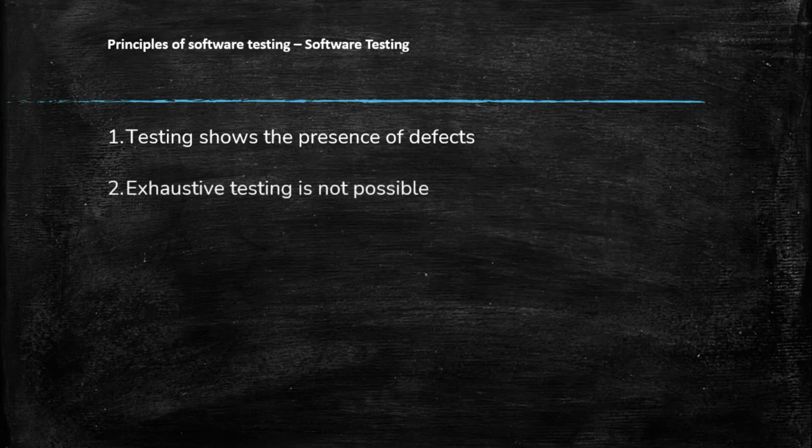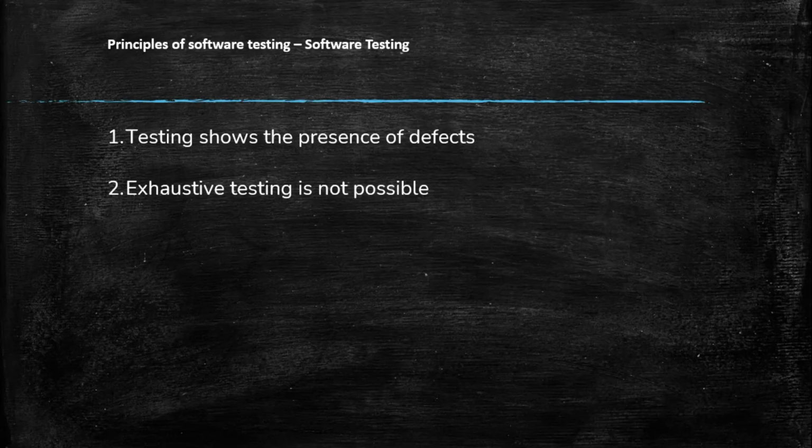The second one, exhaustive testing is impossible. Testing the functionality of the software with all possible inputs, valid and invalid, and preconditions is known as exhaustive testing. Exhaustive testing is impossible means the software can never be tested with every test case. It can test only some test cases and assume that the software is correct, and it will produce the correct output in every test case. If the software were tested with every test case, it would take far more cost and effort.